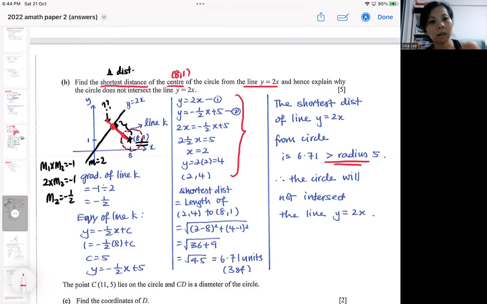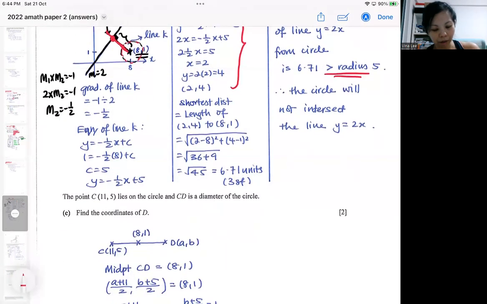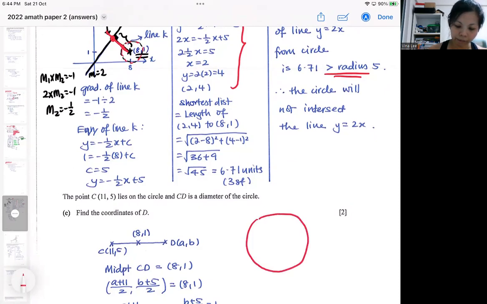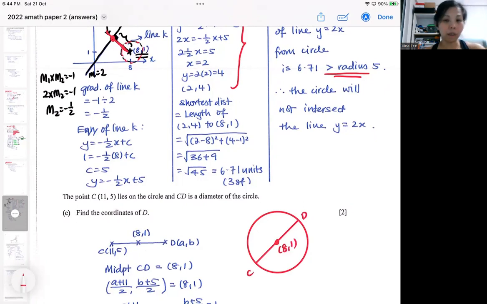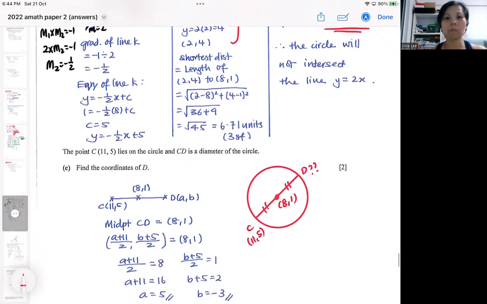Okay, so if you can get past this one, it's actually quite easy already, because the next part is actually a diameter. So CD is a diameter. So it's something like this. So they gave you a diameter. Okay, when they give you a diameter, don't forget the center is there already. So the center is there, and then they give you one of the coordinates. You're supposed to find the other one. And that is just a midpoint. So it's just a simple midpoint.